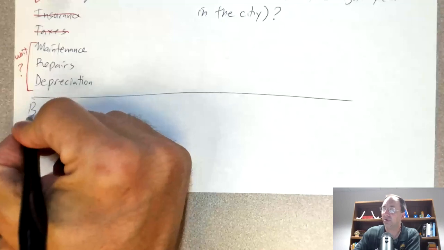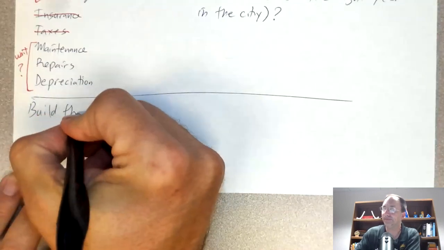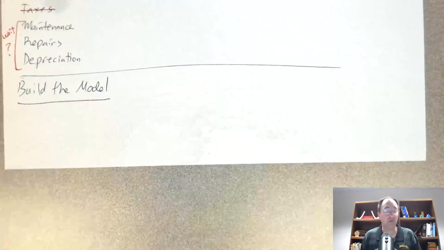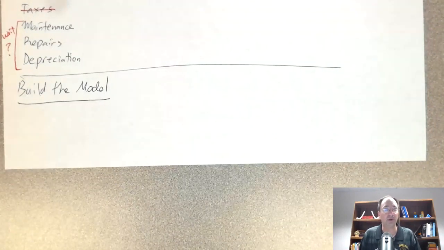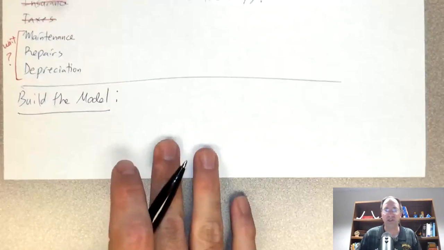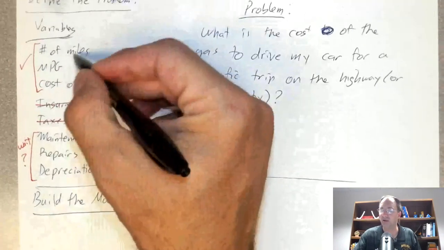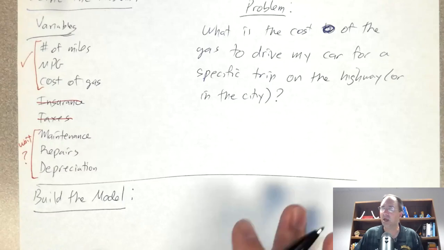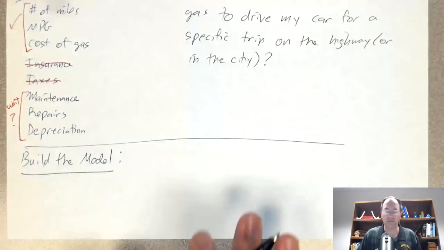The next stage is called build the model. Now, normally there would be potentially a lot of mathematical work to do in this stage. We picked a pretty simple problem, especially since our only variables we're worried about are miles, MPGs, and cost of gas. So again, take a moment and ask yourself what the formula would be. It's not hard, and I'll write it down here in a minute.